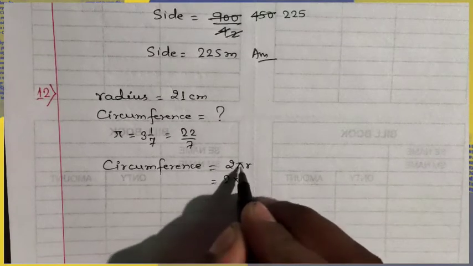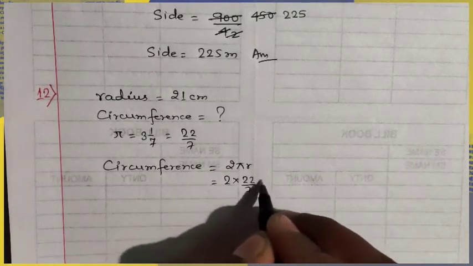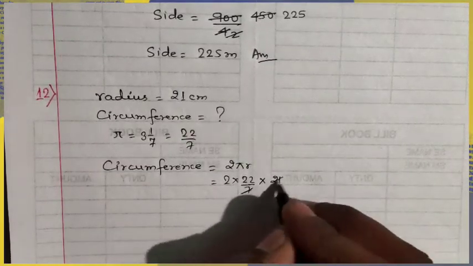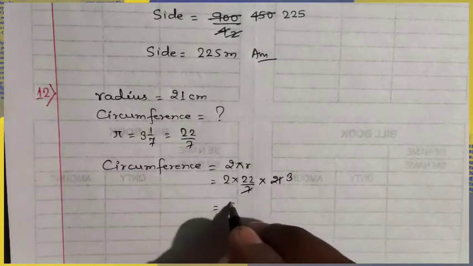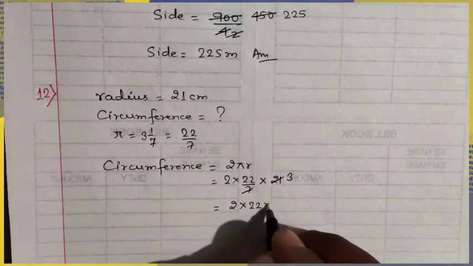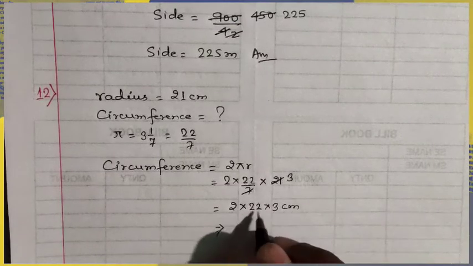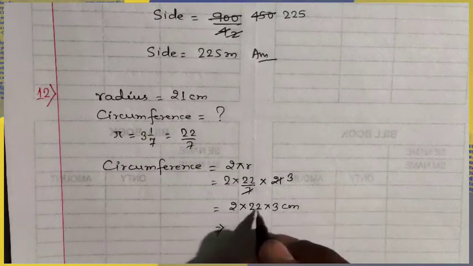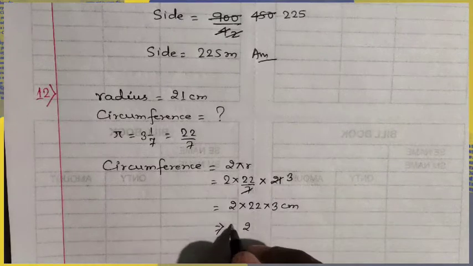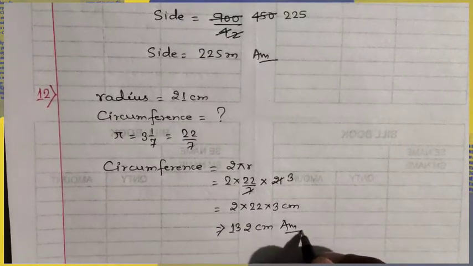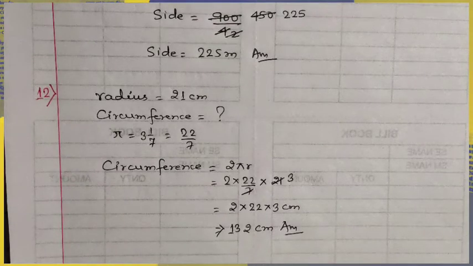Now 2 into pi, the value of pi is 22 by 7, into r, the value of radius is 21. We will reduce 7 3 ja 21. In the next step it is 2 into 22 into 3. 2 3 ja 6, 6 2 ja 12, 2 carry 1, 12 1 13. It is 132 centimeter. This will be the answer of question number 12. Hope that this was a very easy question and you have understood it.